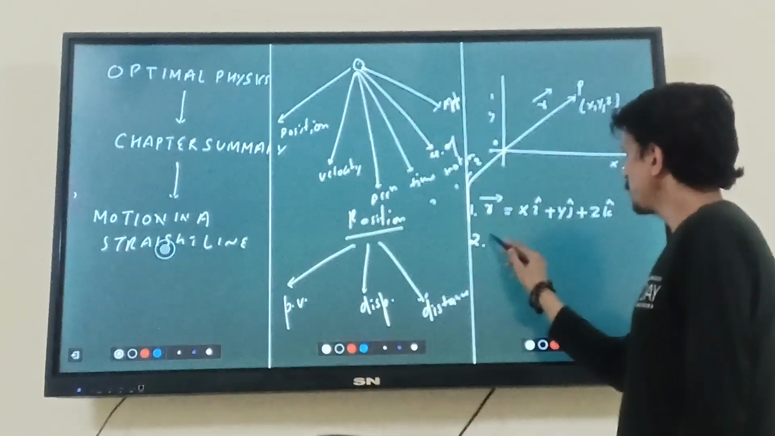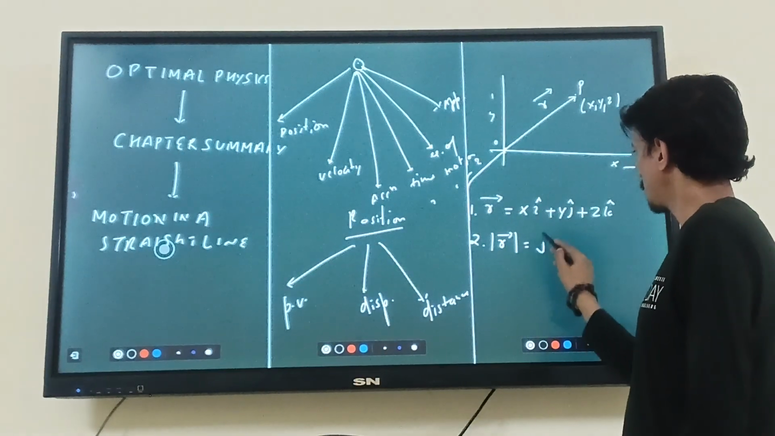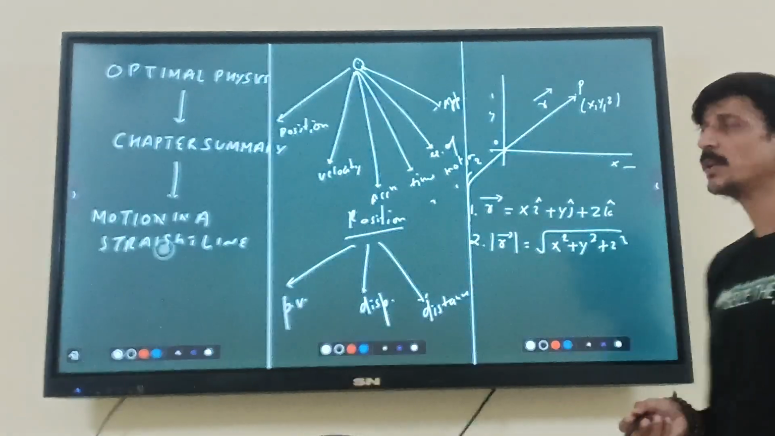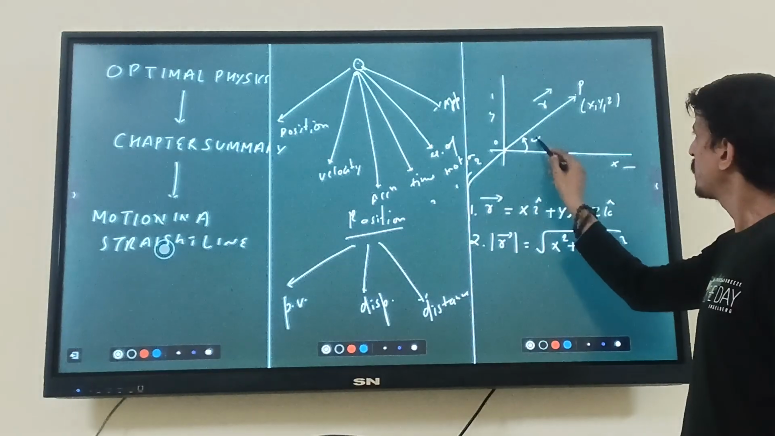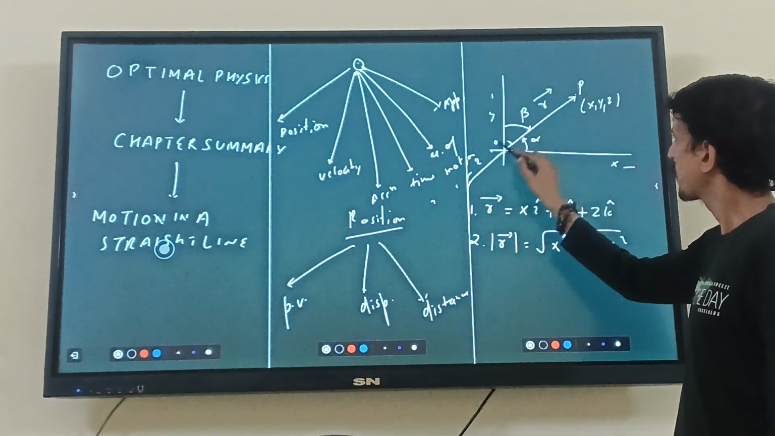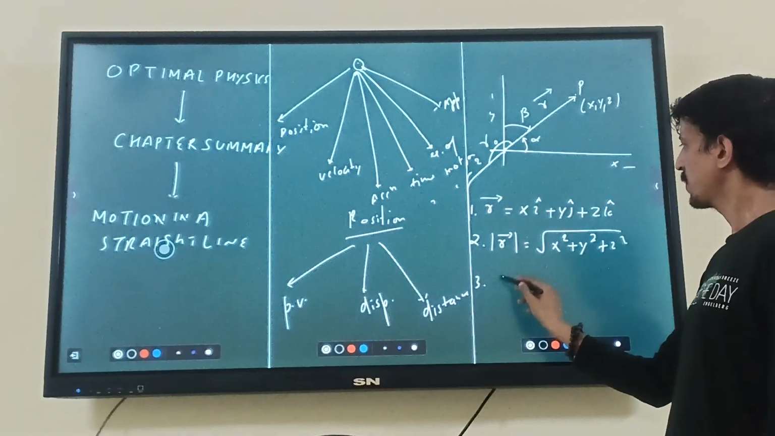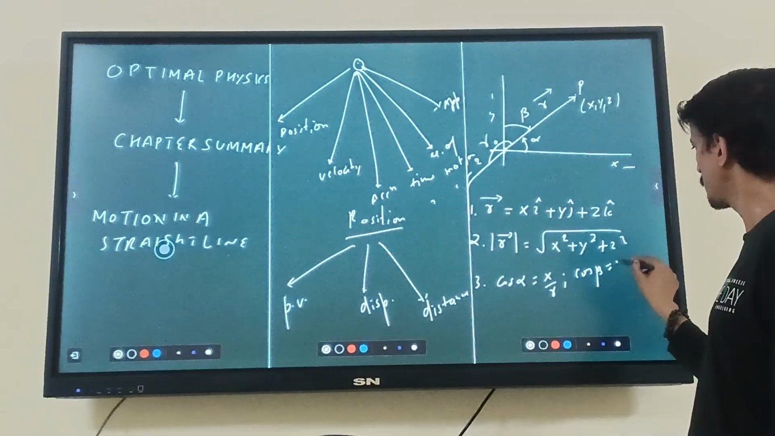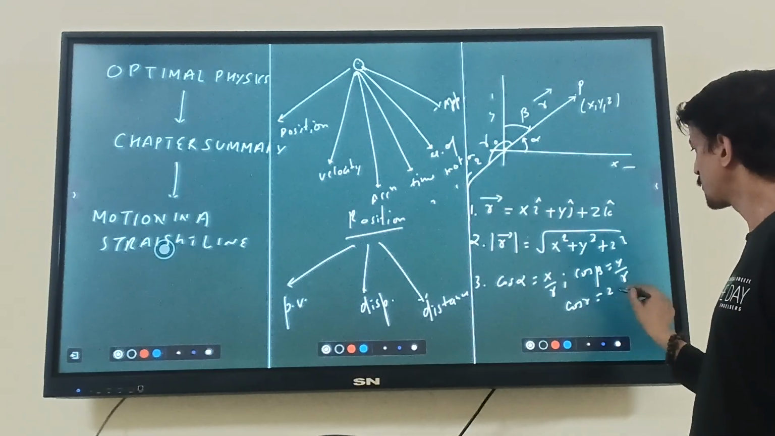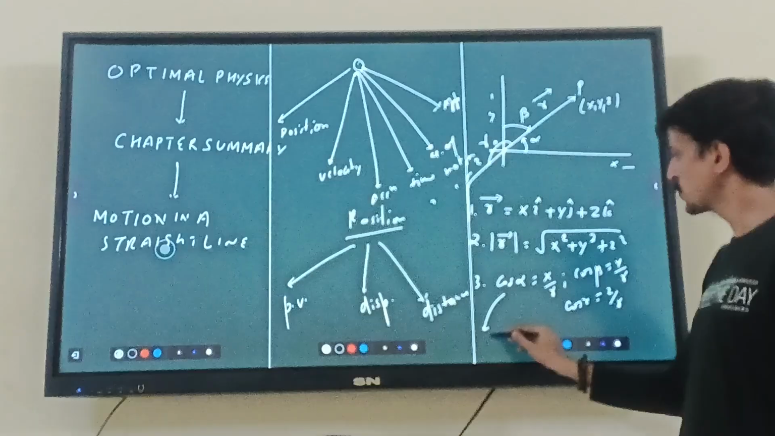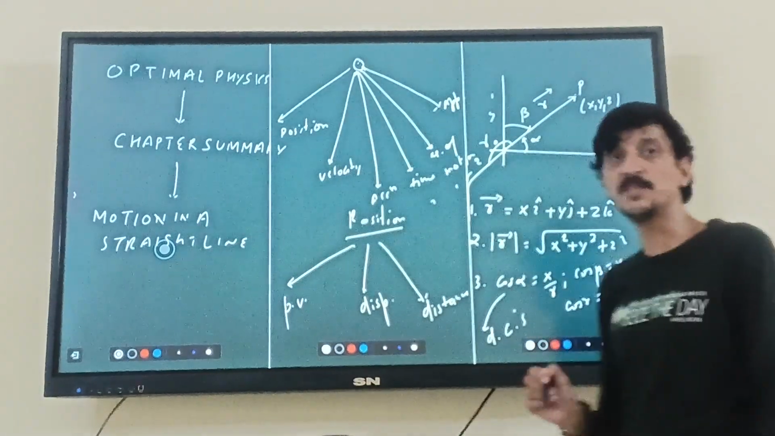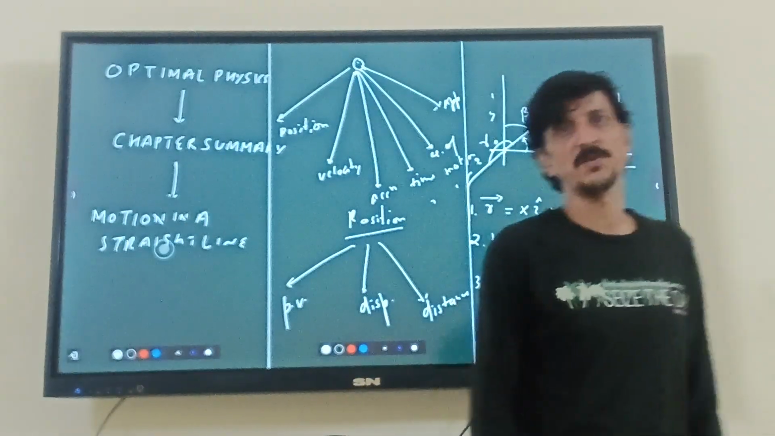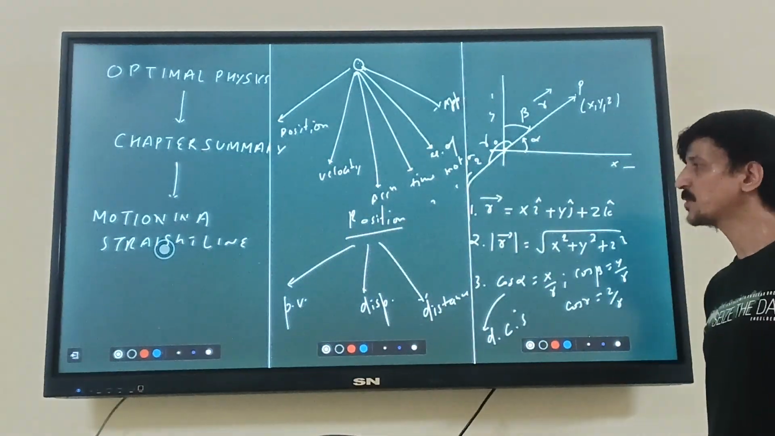Second thing is, the magnitude of this position vector, or distance from origin, is equal to root under x square plus y square plus z square. Third thing is, if this position vector makes angles alpha, beta, and gamma with the coordinate axes, then we have cos alpha equals x by r, cos beta equals y by r, and cos gamma equals z by r. Here, cos alpha, cos beta, cos gamma are called the DCs of the position vector, or more specifically, the direction cosines of the position vector. That is the third thing regarding the position vector.